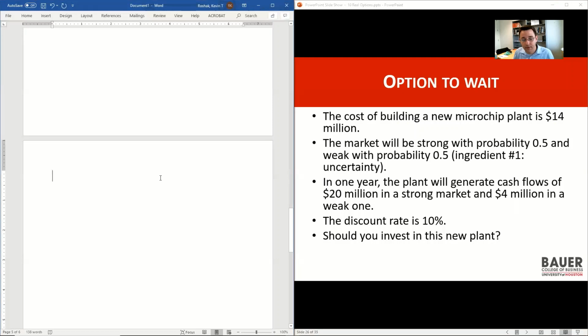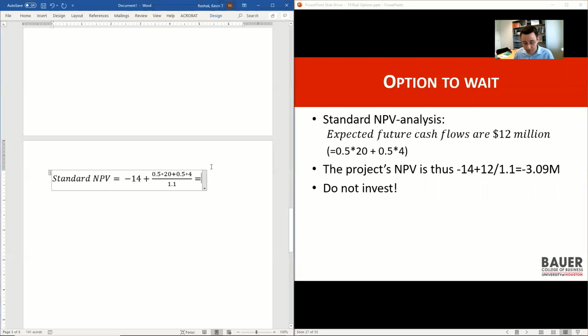Well, what would be the standard NPV? We're just going to calculate the expected cash flow that we'll get at time 1. You put in $14 million today, and what do we expect to happen in a year? Half the time we get 20. The other half the time we get 4, and that occurs 1 year in the future. So in expectation, you're going to get 12 in a year. And obviously, if you put in $14 today and you get $12 in a year, that's going to be a bad investment. So should you invest? Well, you'll get a negative $3 million.